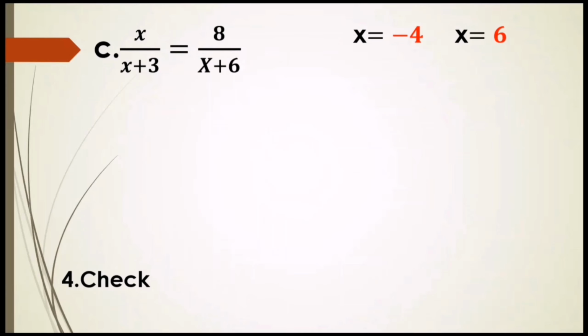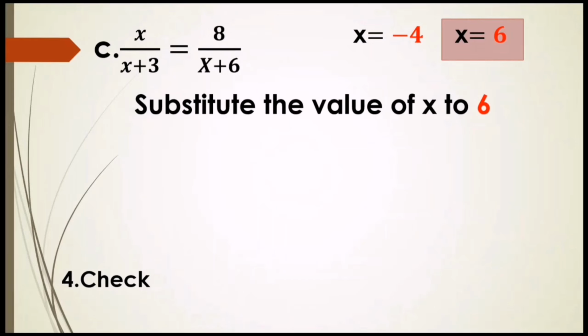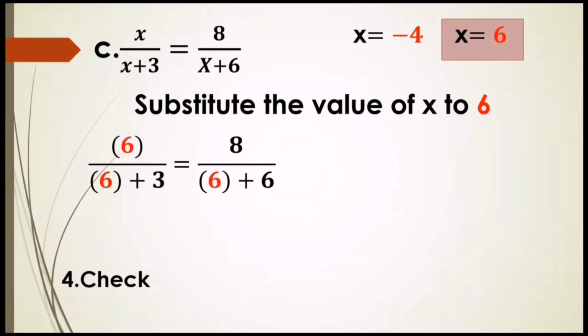Since we are done with our negative 4, let us now try to check x is equals to 6. What we will do is to substitute the value of x into 6, just like our equation here. So as we can see, we substitute the value of x into 6. So instead of x all over x plus 3, it becomes 6 all over 6 plus 3 and equals to 8 all over x plus 6. It becomes 8 all over 6 plus 6.